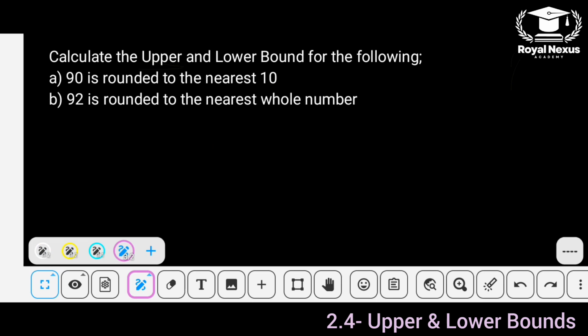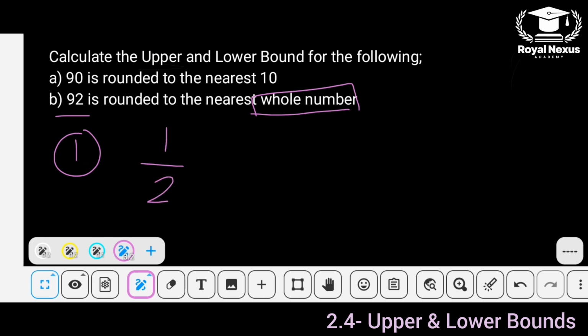Now moving on to part B. Part B states that 92 is rounded to the nearest whole number. So the first step that I told you is that you need to divide by 2 the rounding that is given in the question. So here the rounding is to the nearest whole number. So always remember that whenever these terms, nearest whole number or nearest meter or nearest centimeter or nearest kilometer, are given in the question, you just need to take the rounding as 1, because here they are rounding it to the nearest whole number. So you just need to take the rounding as 1 and divide that rounding by 2. So you will get 0.5.